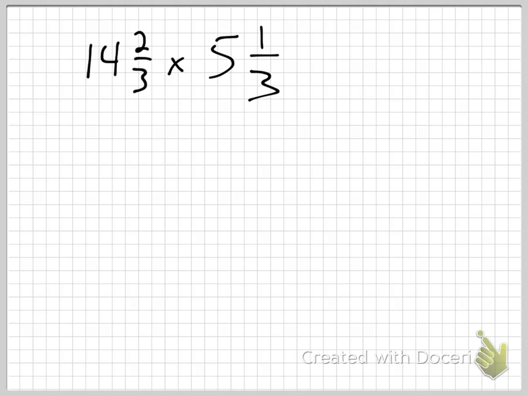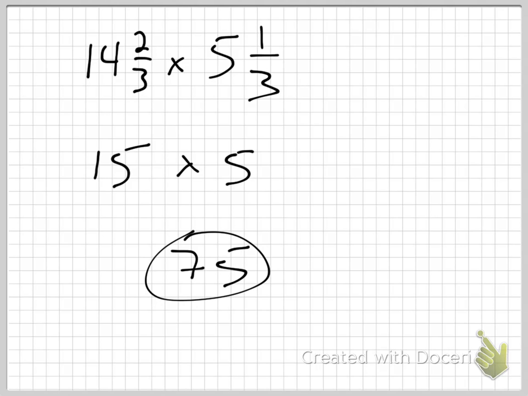If I asked you to estimate that, what would you do, Jared? 14 2/3 estimated to 15, and 5 1/3 estimated to 5. 15 times 5, 75, you're done. What if you had left it at 14? What if you just left it at 14 times 5 and said it was 70? Would I care? No, not at all.